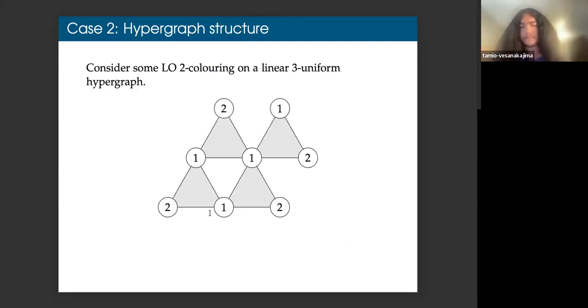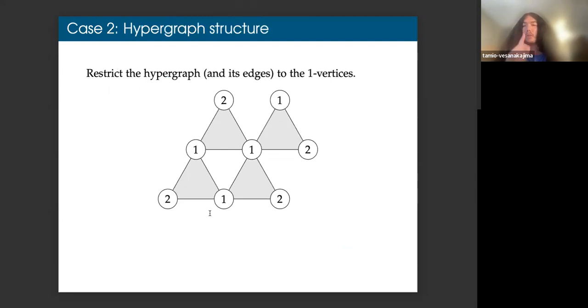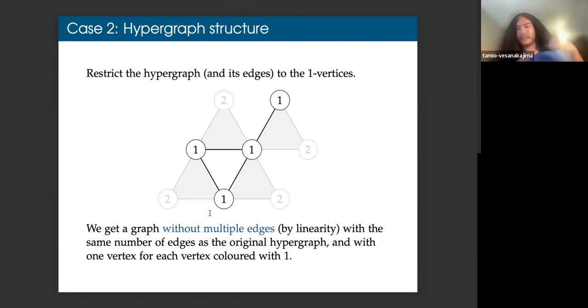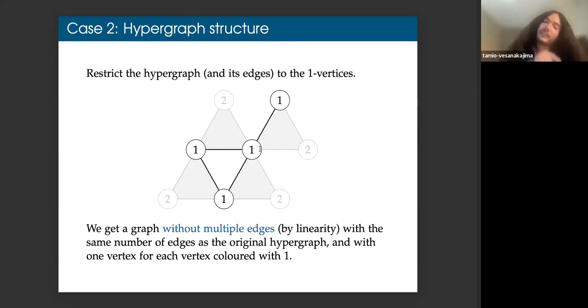For instance, this one. Now, let's look at only the 1 vertices, like this, basically. You can see that the 1 vertices form a subgraph of some sort, where each edge between them corresponds to one of the triangles in the original hypergraph, and you cannot get multiple edges. Why? Because of linearity. Multiple edges would immediately give you a pair of edges in the original hypergraph that share 2 vertices. And furthermore, every edge in the original hypergraph corresponds to an edge in this graph.